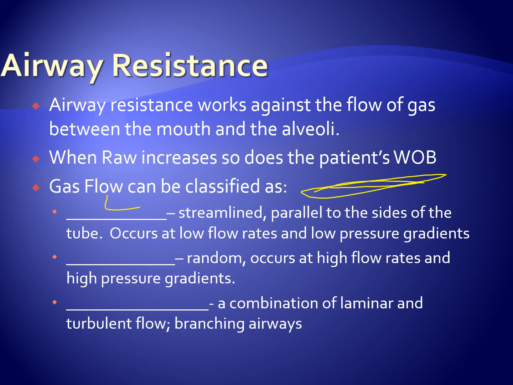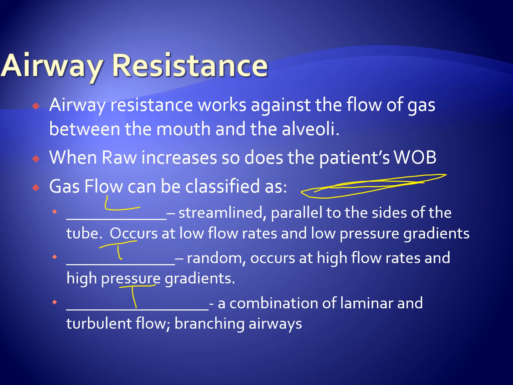The random, high flow rate type of gas flow is turbulent. We already talked a little bit about turbulent gas when we talked about the heliox mixtures. And then finally, we have a mixture sort of in between the two, called transitional flow. Transitional flow is a combination of laminar and turbulent flow, and this usually occurs in your branching airways. So this is that transition from your upper airway turbulent gas flow to your lower airway laminar gas flow.